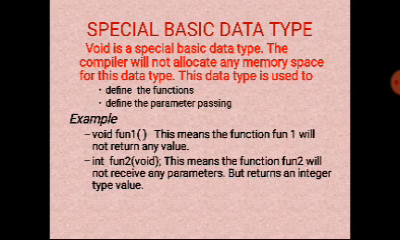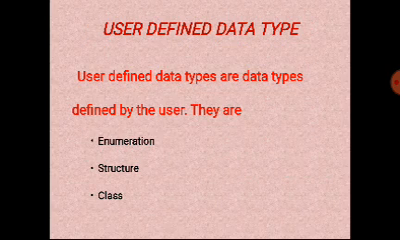Then another data type in basic is the special basic data type void. Void is a special basic data type. The compiler will not allocate any memory space for this data type. This data type is used to define functions and parameter passing. So void function(1), int function(2), like that.